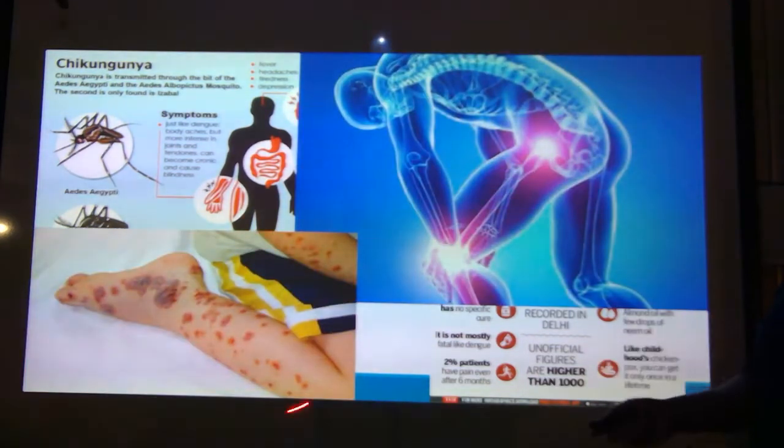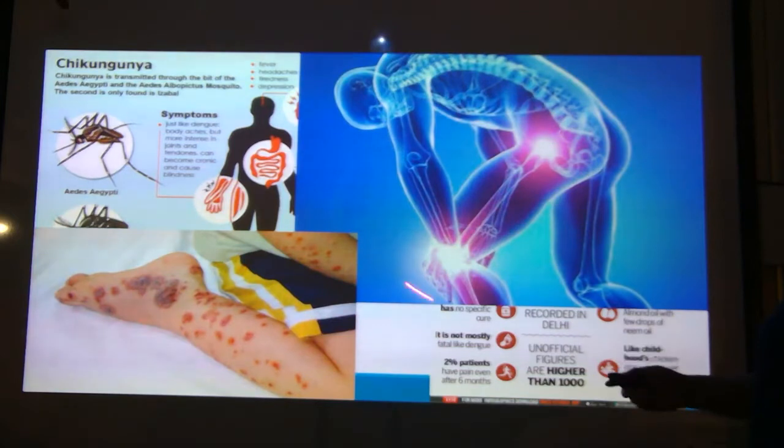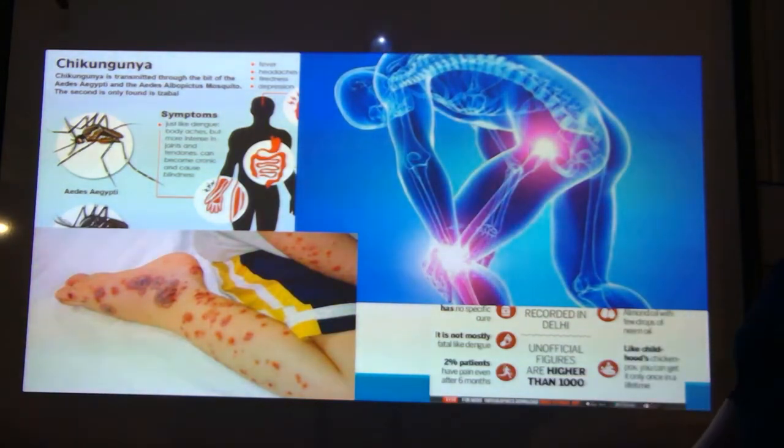So this is what the rash looks like that you may get after getting chikungunya. And like I said, it tends to affect the joints. So you're constantly in pain from your joints.